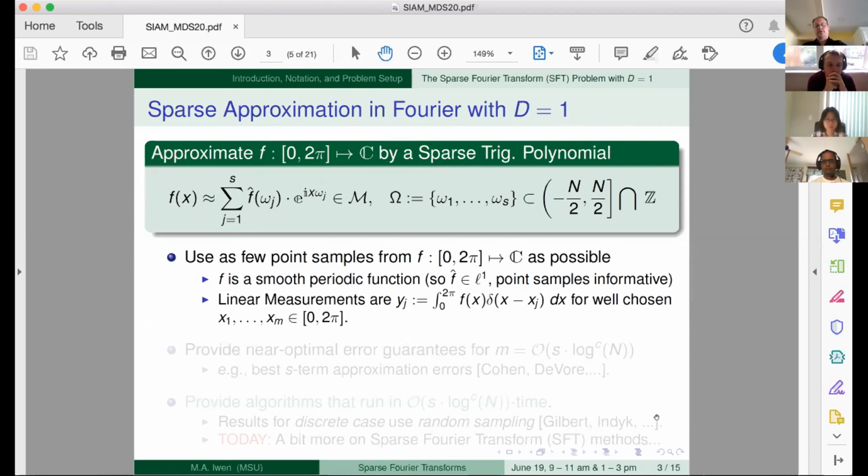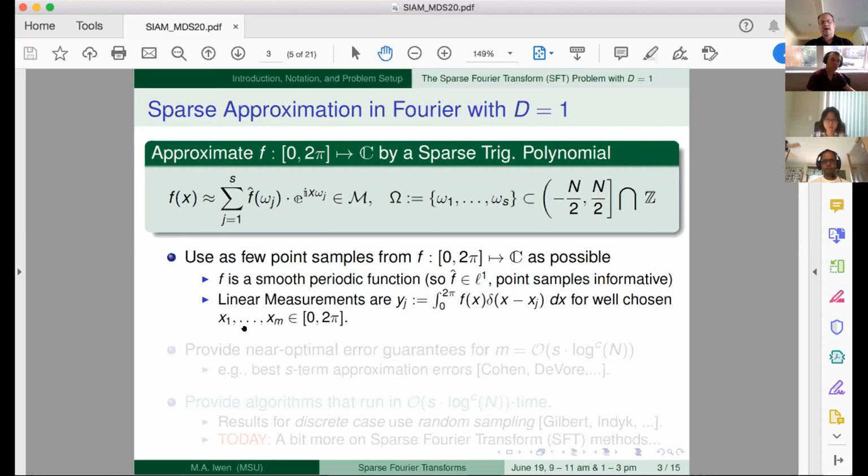Our job is to produce a good trigonometric polynomial approximation with only s non-zero terms. That means somehow we have to identify the important integer frequencies, because these are periodic functions, omega 1 through omega s, which we only know are contained in some interval from minus n over 2 to n over 2. Okay, so as part of this approach, we have to figure out the points in 0 to 2 pi that we're going to use to sample our function, to acquire our function evaluations.